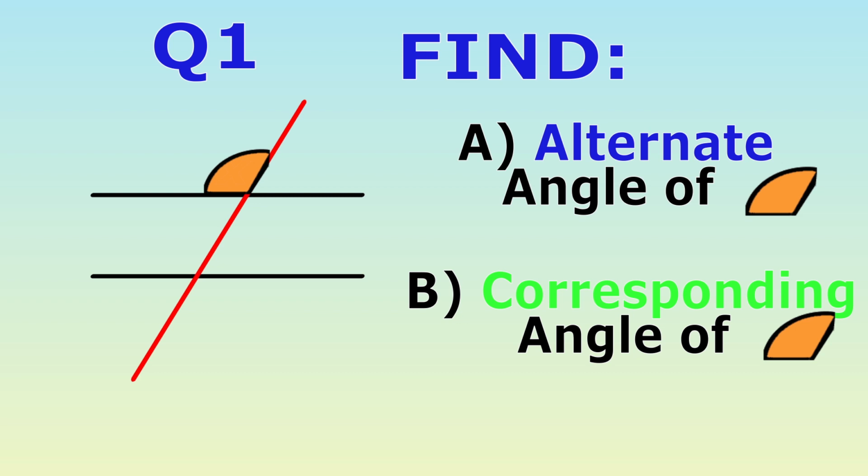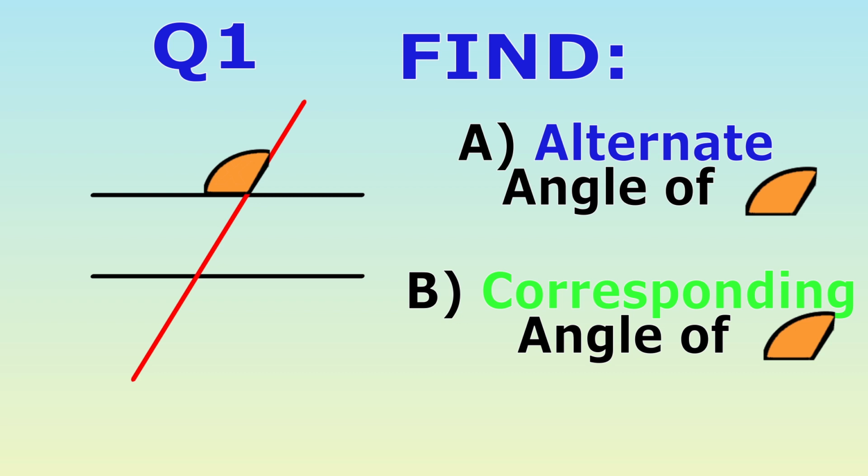First of all, look at this angle here. It's on the top left of our upper intersection, and I've colored it orange. So the question is, find A, the alternate angle to the orange angle, and B, the corresponding angle to the orange angle. Why don't you pause the video and see if you can find the answer to A and B. I'll wait, then I'll come back and give you the answers.